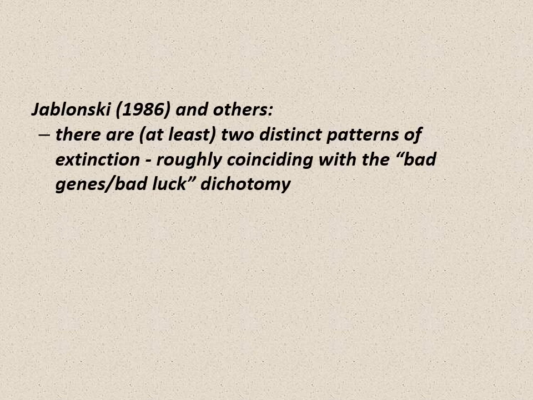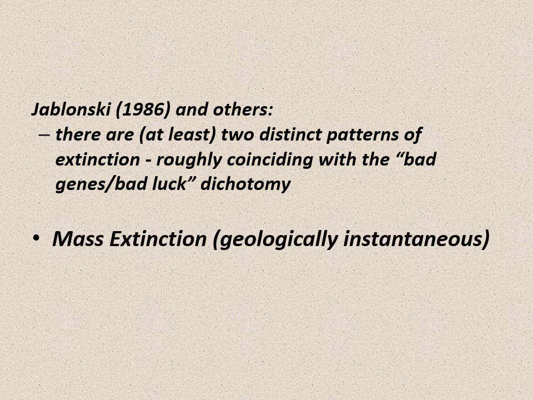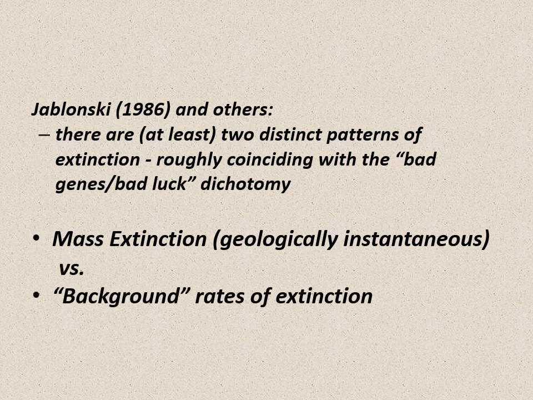So there's actually been some research on different modes of extinction. Jablonski in 1986 and other co-authors discussed that there are two distinct patterns of extinction that roughly coincide with that dichotomy of bad genes and bad luck, except the terms they used are mass extinctions, which are geologically instantaneous. They can still take thousands to possibly a few million years to occur, versus what we call background rates of extinction. And these are just organisms that go extinct because they're not competing or able to keep up with the everyday changes that are going on in that ecosystem.